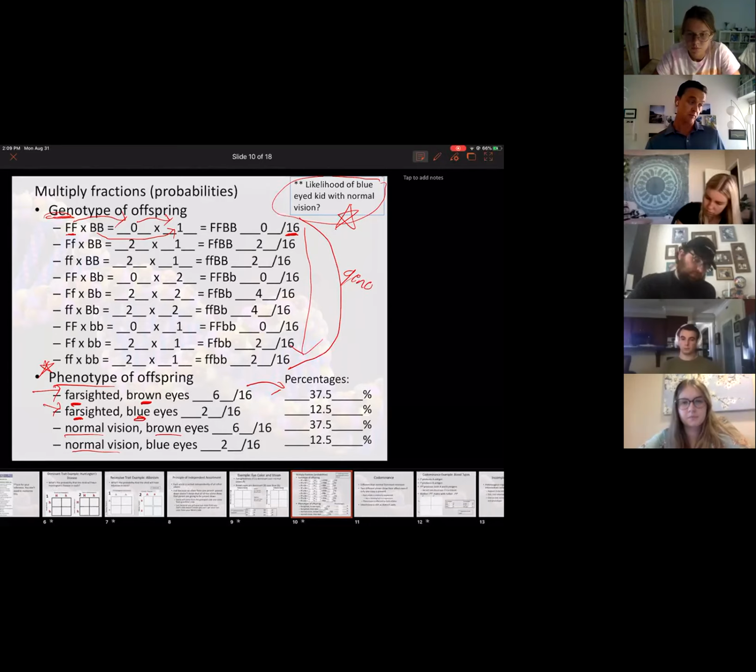Okay, so then the likelihood of a blue-eyed kid with normal vision. So that's going to be blue eyes, normal. So that's this bottom one down here, right? So it should be 12.5. See what you guys said. Good, so about 3/4 of you are saying 12.5.